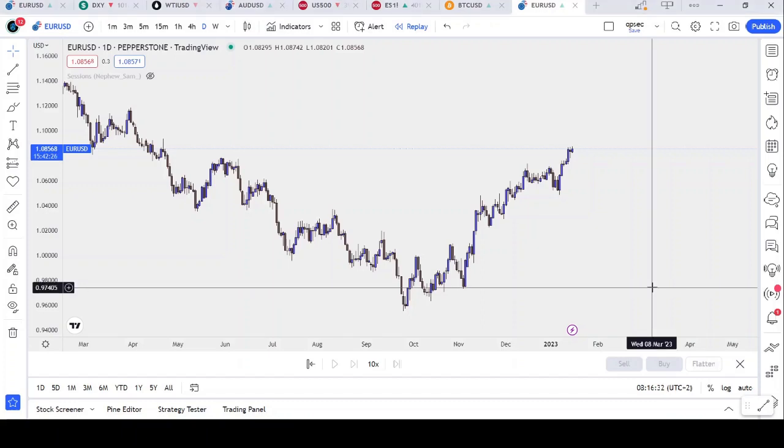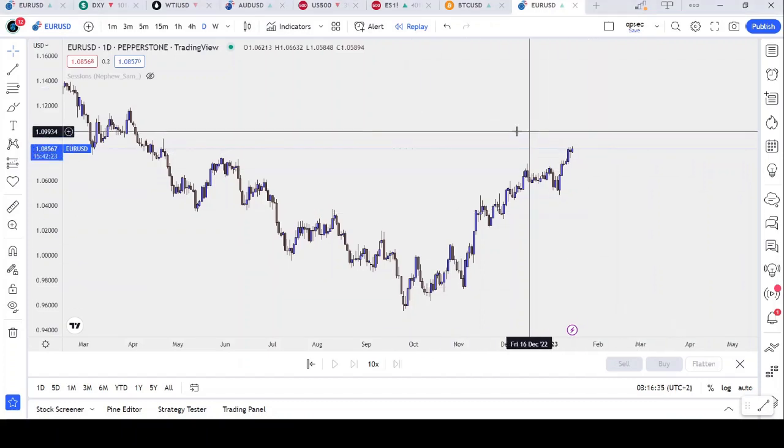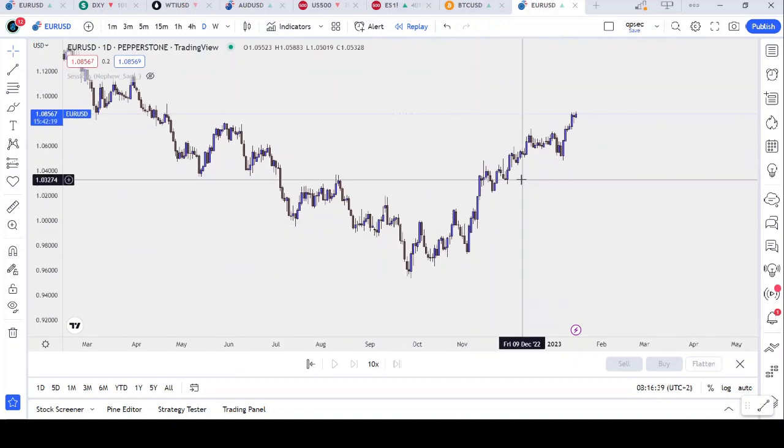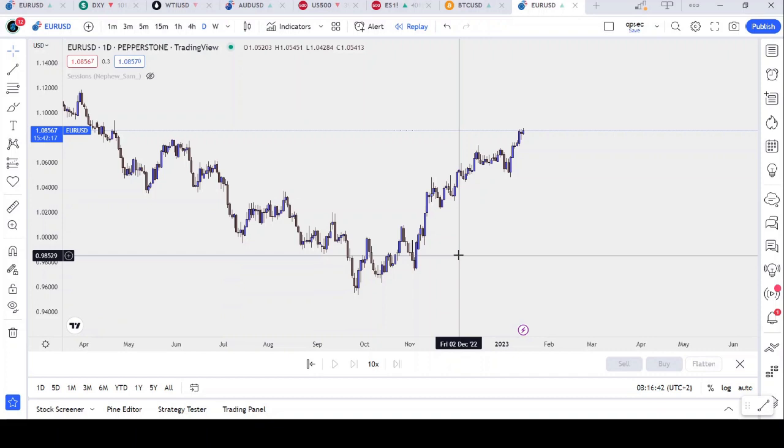Hey guys, OPSEC here, and today we're going to be breaking down technical analysis and liquidity. So we'll begin with what is liquidity. Liquidity is pretty much money, okay?